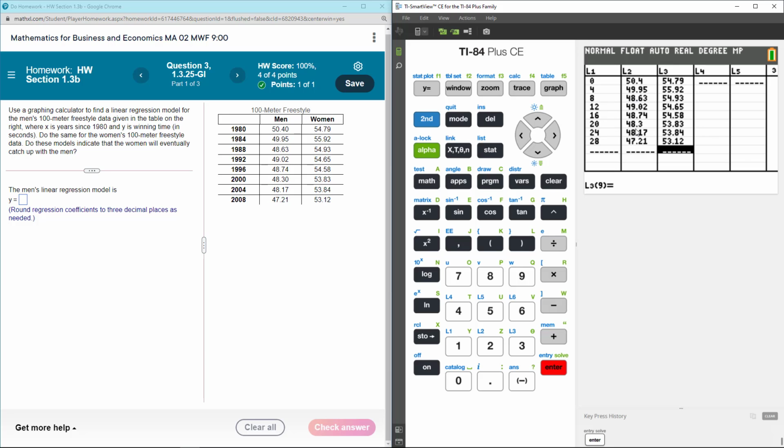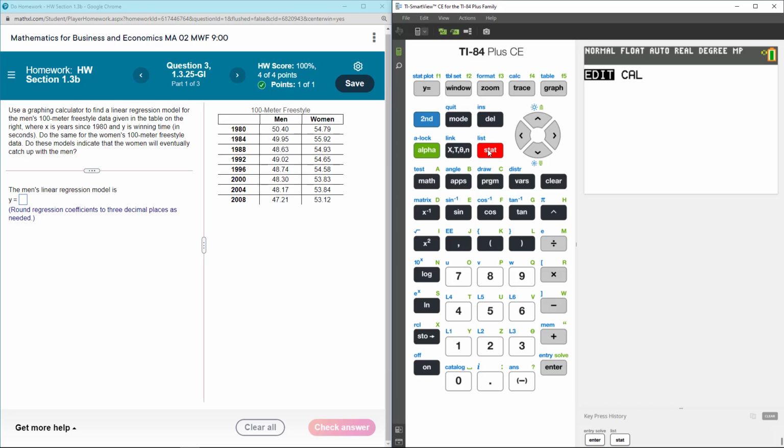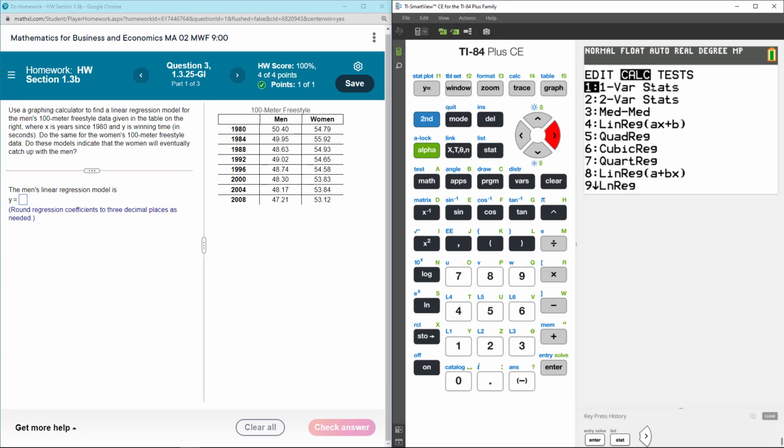Okay, now that we have all the data in, we want to come over to Stat. We want to go over to Calc. And now notice we have all these calculations. The ones that we care about are either 4, which will give us the form AX plus B, or 8, which will give it in the form of A plus BX. It doesn't particularly matter which one of these you use. We are going to use 4. Now you can move the cursor down to 4. You can hit enter.